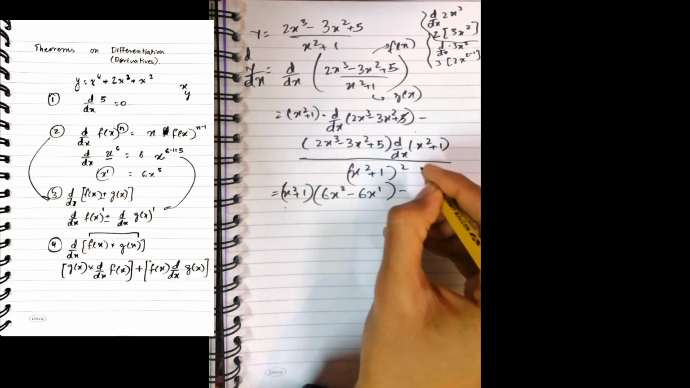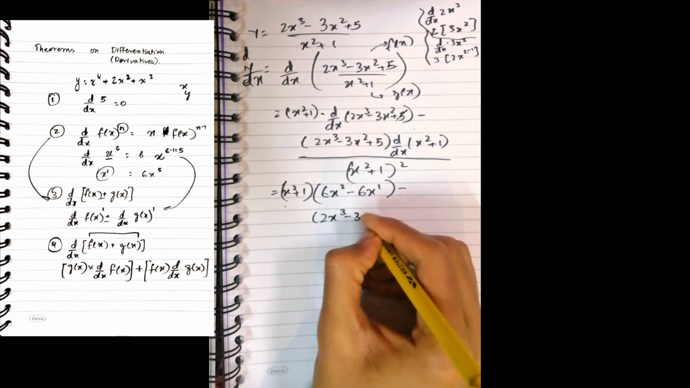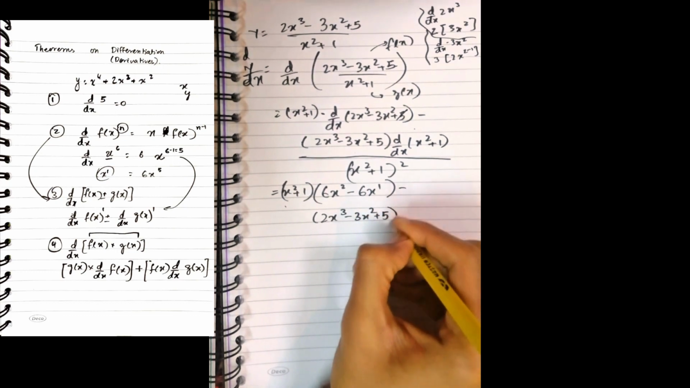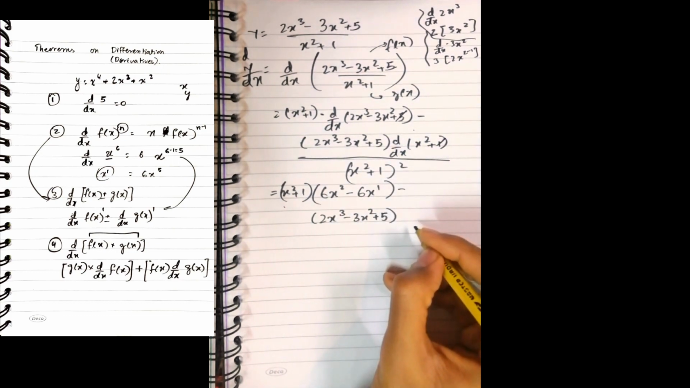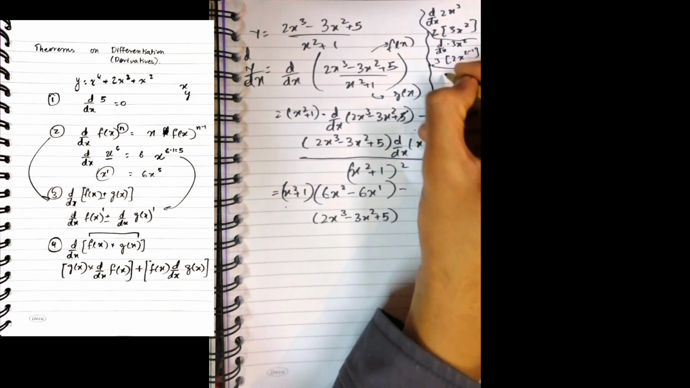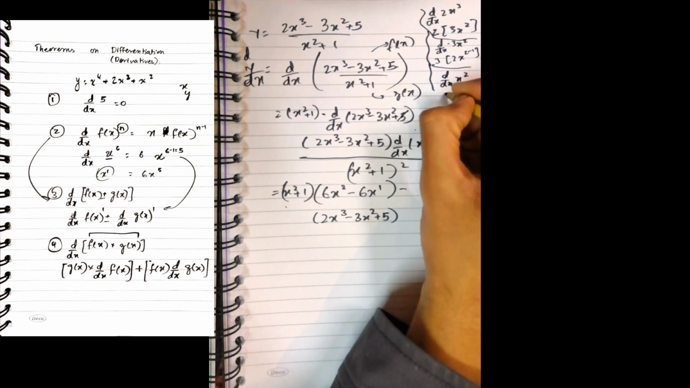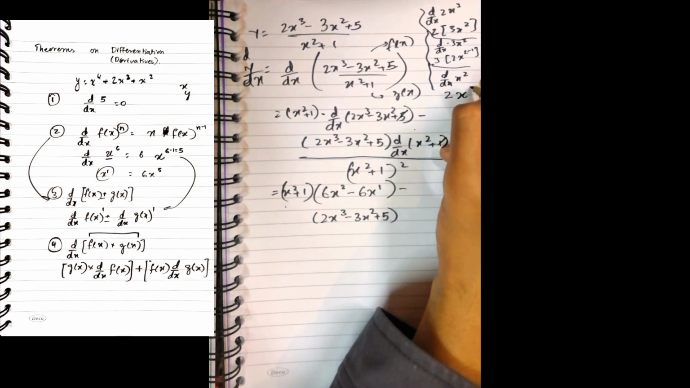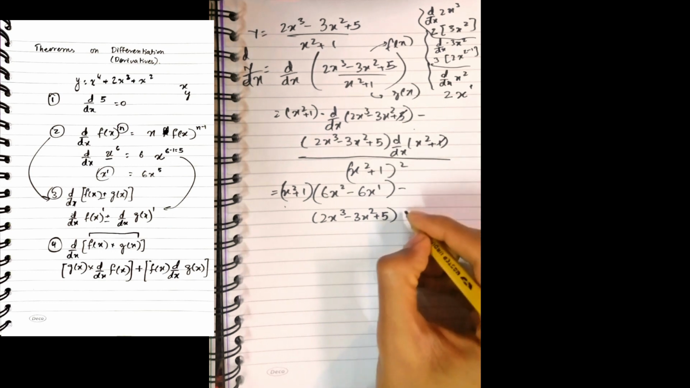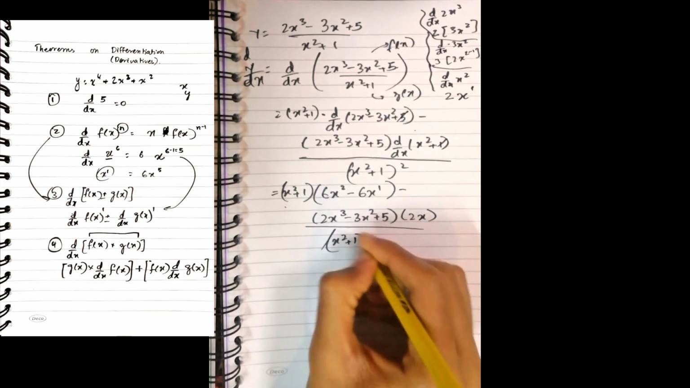Then negative sign, and we have 2x cubed minus 3x squared plus 5. The 1 is a constant, so we do not have to take the derivative of that. For x squared, the derivative is exponent, variable, exponent minus 1, so 2x. And in the denominator, we have (x squared plus 1) to the power of 2.